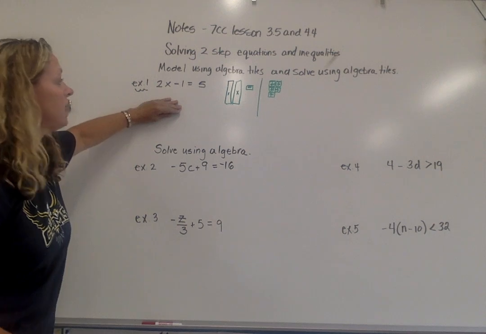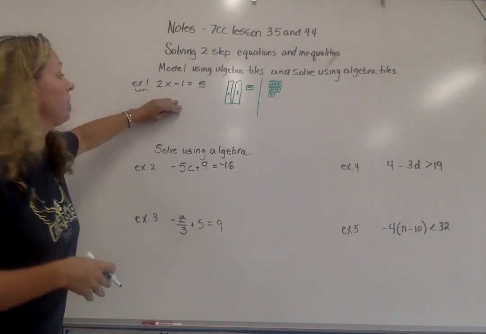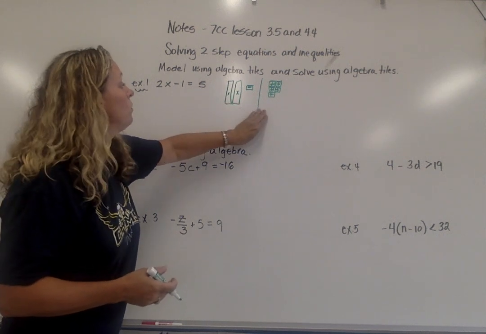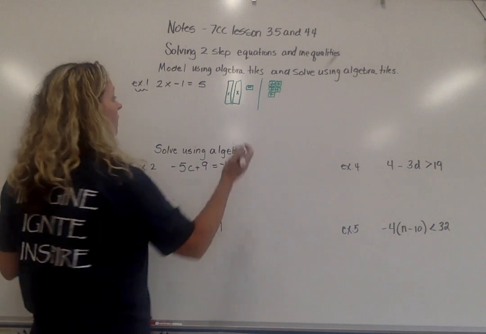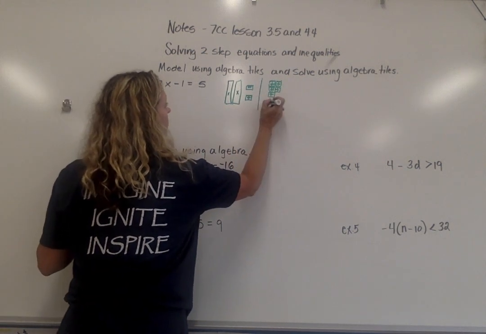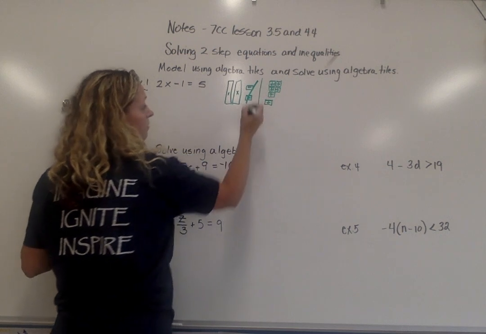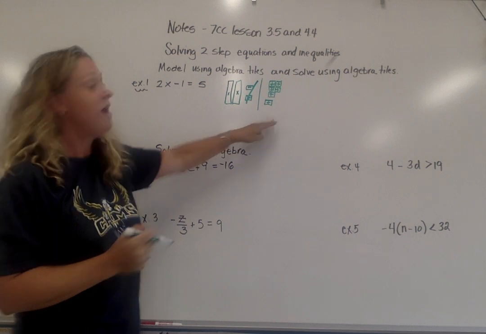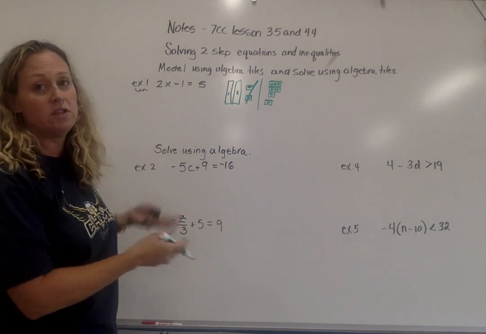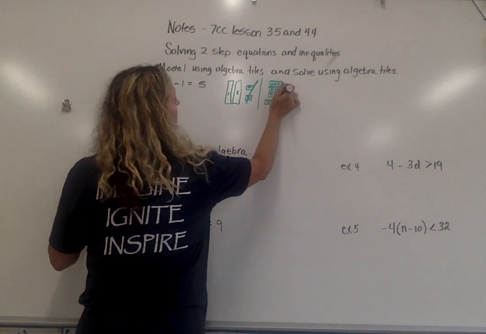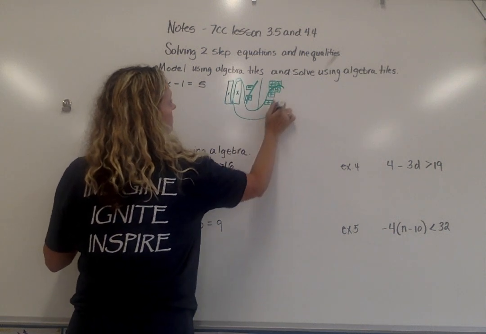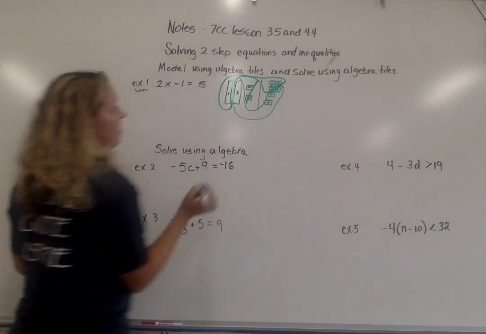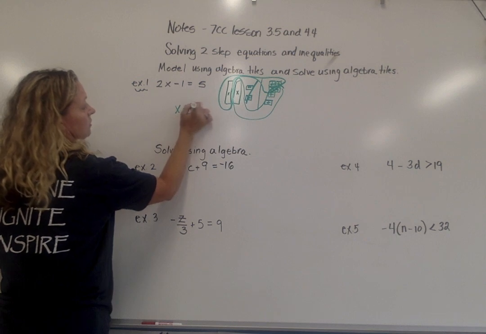In order to solve this, I need to isolate the variable. I have 2 x's and I have a negative 1 on the same side. So in order to combine like terms, I add a plus 1 to both sides, creating a set of 0 pairs. That ends up leaving me that 2 x's is the same as 6 positives. I then know I need to divide. Division means grouping. So I'm going to group that these 3 positives go with this variable, and these 3 positives go with that variable, leaving me with x equals 3.